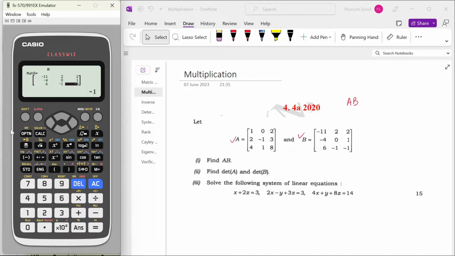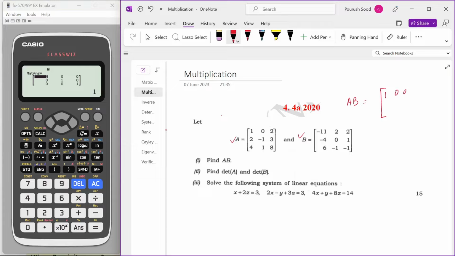Now when we want to perform any calculations on these matrices, we'll go to option, number 3, matrix calc, and then again option, matrix A, into number 4, matrix B. That will give us this. So A into B is equal to 1 0 0 0 1 0 0 0 1.